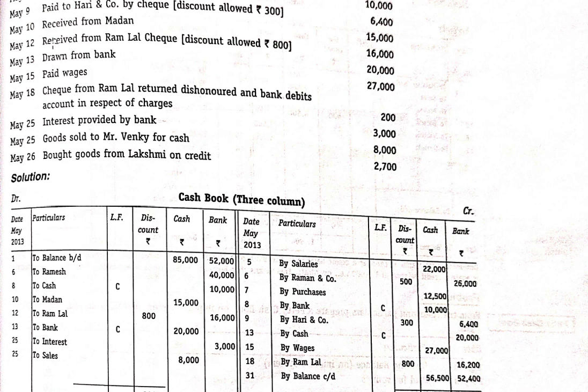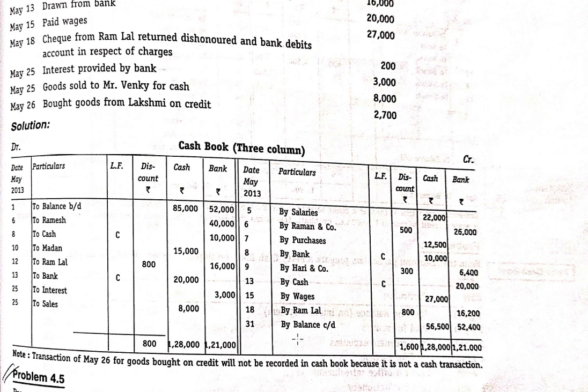Ramlal check. See here. Received from Ramlal 800 and 16,000. So what did I have to do here? By Ramlal, discount is 800. So total 200 will be extra. So instead of 16,000, I have to write here 16,200. Understood? This transaction is linked with the May 12th transaction. Correct?